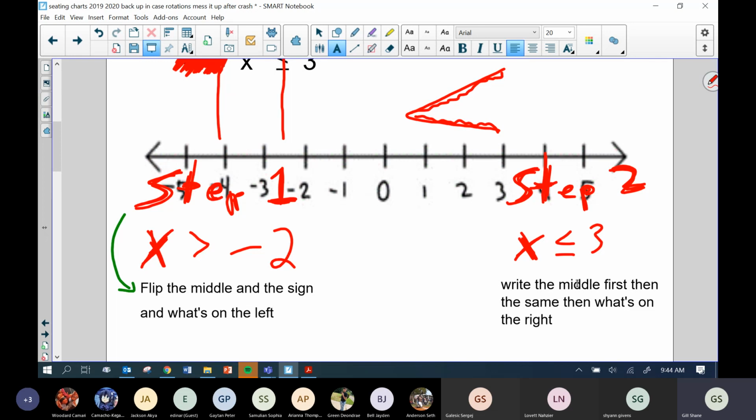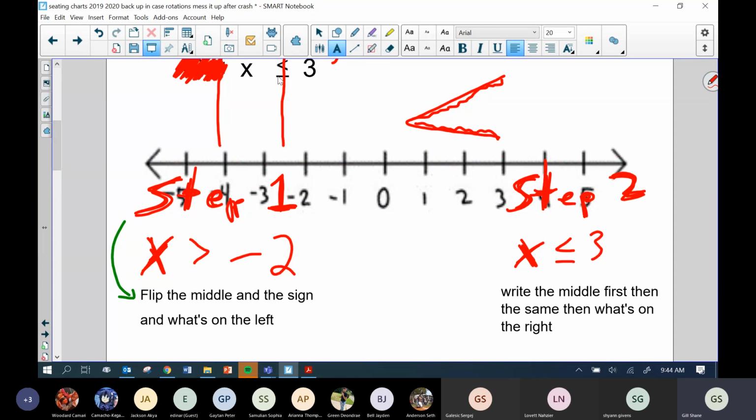So what's in the middle in this case was x. The sign is just, again, the same sign that was in the original inequality. And then we write what's on the right, which in this case was just 3. So the only thing left is we have to figure out what joins these two. Because remember, it's two inequalities, but they're joined by something.